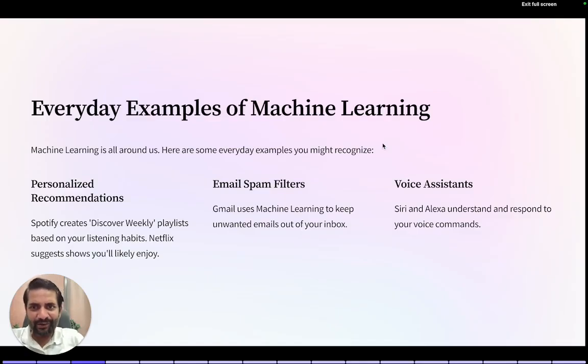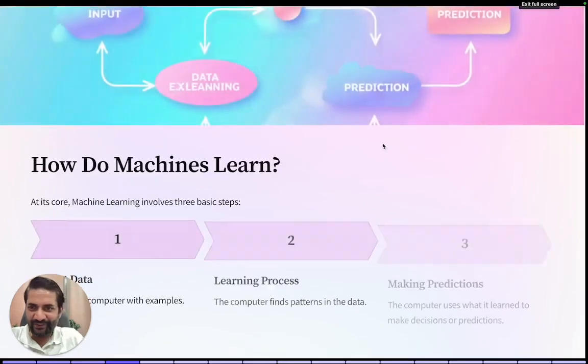Machine learning is all around us today. Here are some everyday examples you might recognize. Spotify creating Discover Weekly playlists based on your listening habits. Netflix suggesting shows you'll likely enjoy. Email spam filters. Gmail uses machine learning to keep unwanted emails out of your inbox, and it has been doing so for quite some time now. Voice assistants like Siri and Alexa understand and respond to your voice commands. All of this is machine learning for you.